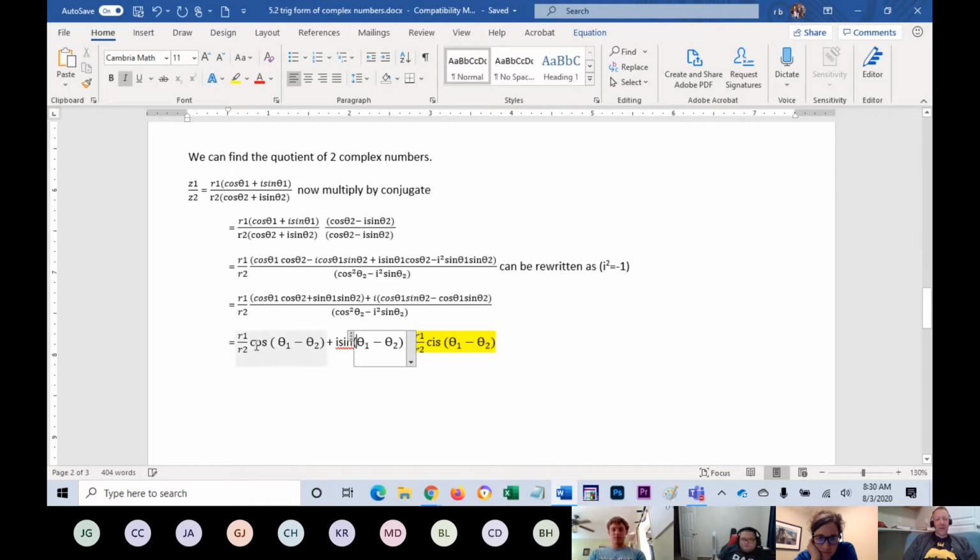So at any rate, this turns into R1 CIS theta 1 minus theta 2. Okay. Does that make sense?